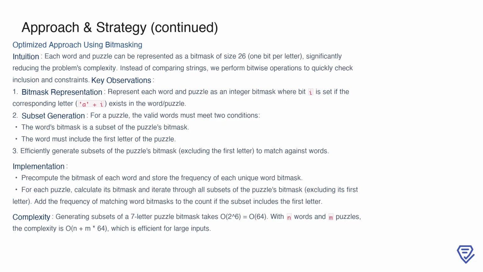By pre-computing the bitmasks for all words and storing their frequencies, we can efficiently calculate the count of valid words for each puzzle. The complexity now becomes n plus m * 64, where 64 comes from the 2 to the power of 6 subsets of a 7-letter puzzle. This is a significant improvement, making the approach highly efficient for large inputs.